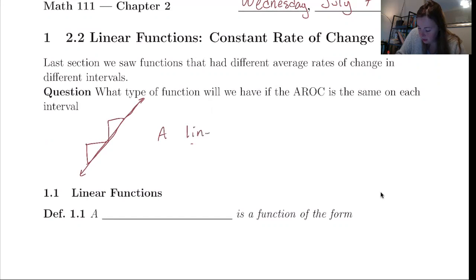A linear function. I gotta do, apparently it's really thirsty. Am I recording? Okay, good. Right, so, oh, I need my notes. There we go.